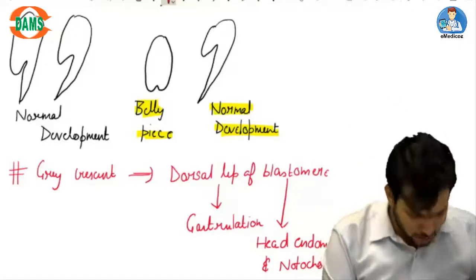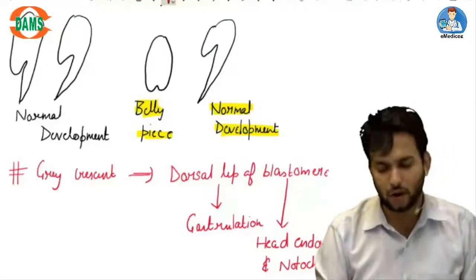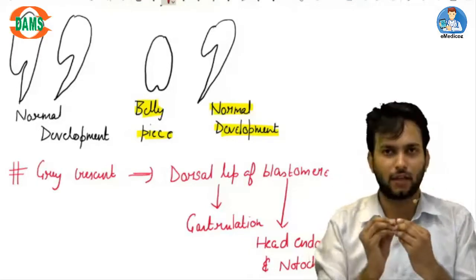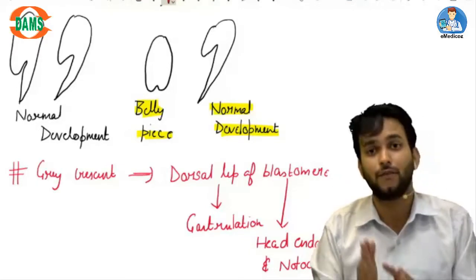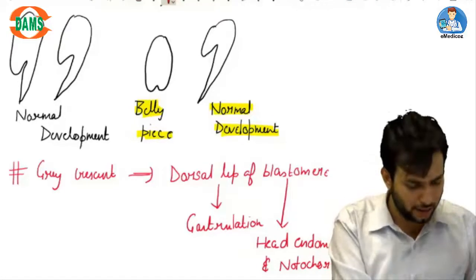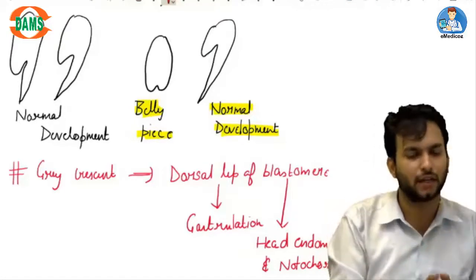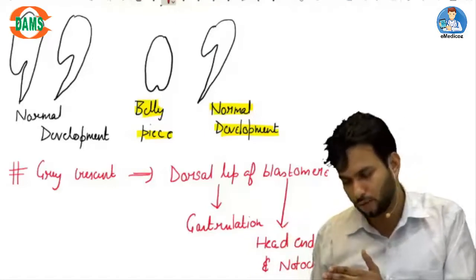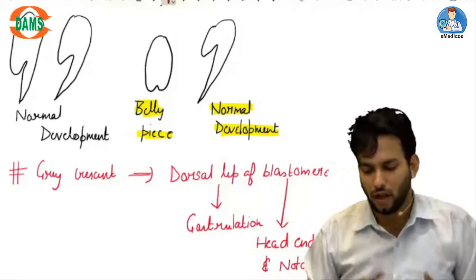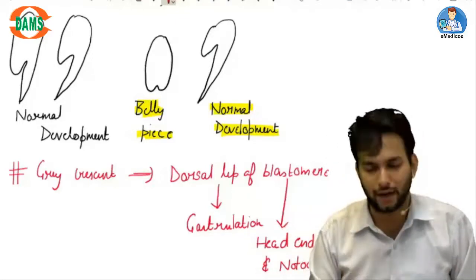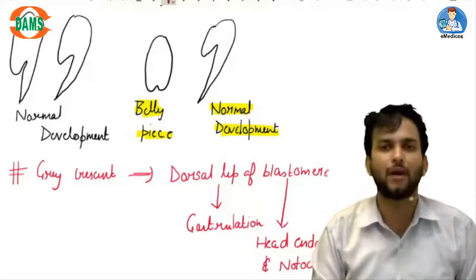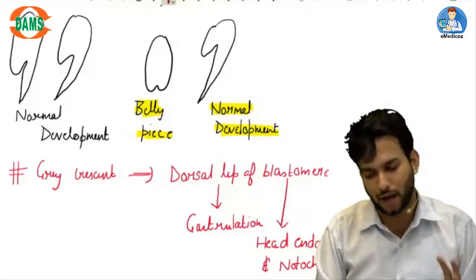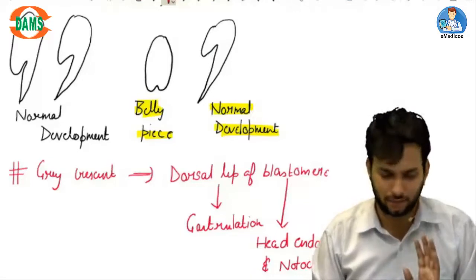So the interaction of cells that is important for gastrulation is done by the dorsal lip of the blastomere, which is formed by the gray crescent area. The precursor cell is the gray crescent. It's going to form the dorsal lip. The dorsal lip is important for gastrulation, and also for the head, endomesoderm, and the notochord area, which is formed by the gray crescent.